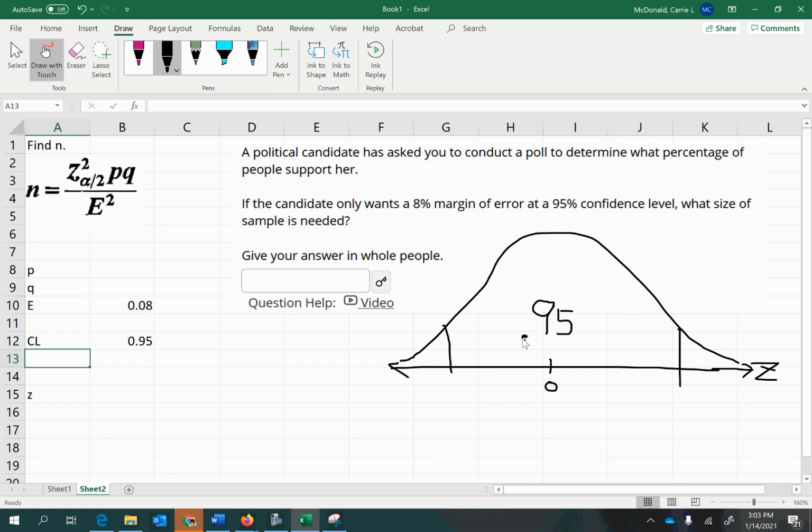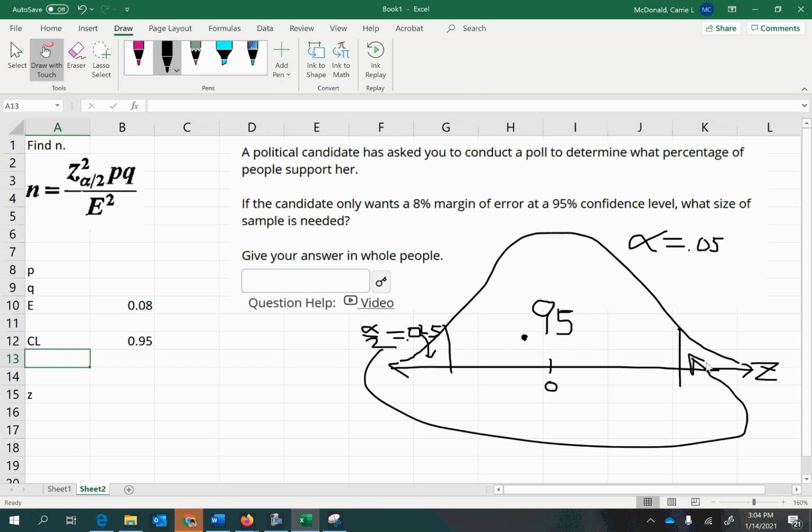Okay. And remember, the total area under the curve is one. So if I have 0.95 in the middle, then the other two pieces here have to add up to 0.05 to complete the one. And half of that on each side, alpha is one minus the confidence level, so that's 0.05. And alpha half is 0.025. And we have that on both sides, both in this tail and also in this tail.